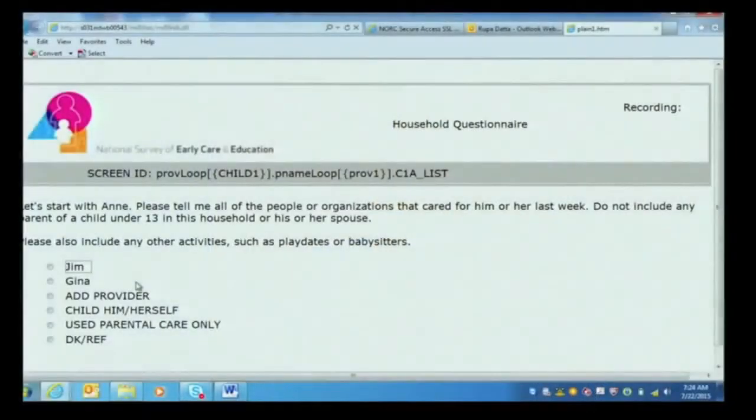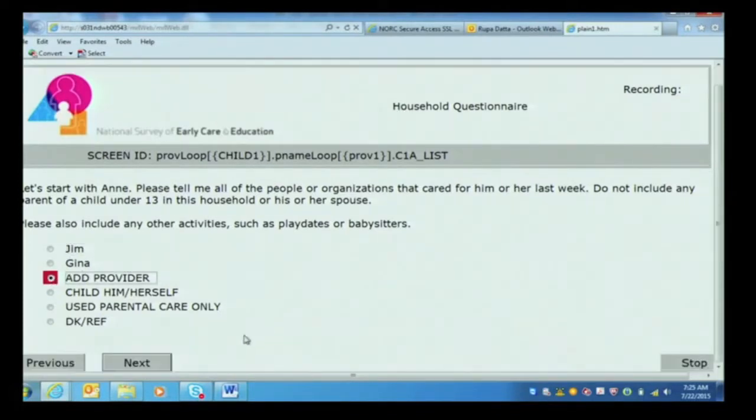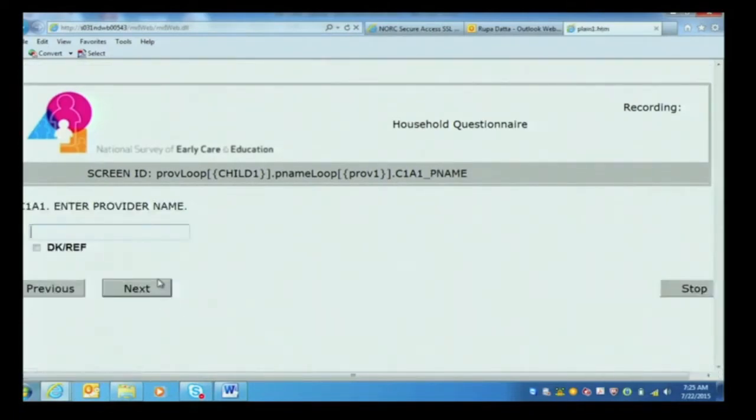Let's start with Anne. Please tell me all of the people or organizations that cared for him or her last week. Do not include any parent of a child under 13 in this household or his or her spouse. Okay, and so Anne was cared for at Munchkinland, and so we're going to select the Add Provider button. And next, we're going to type in Munchkinland.